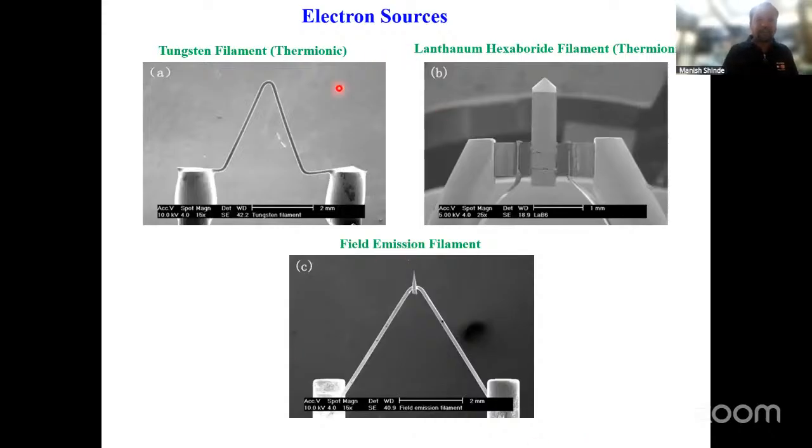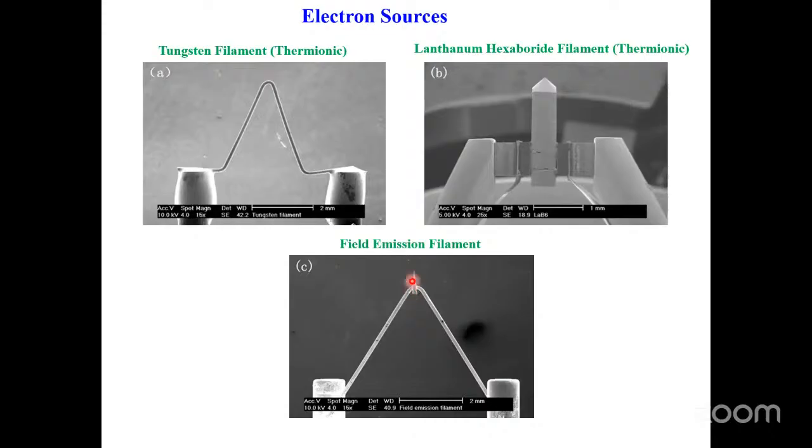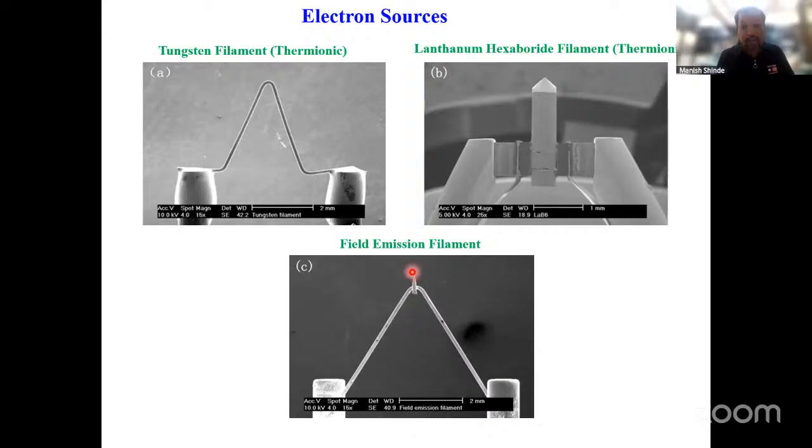So this is the difference in the electron sources. These are the thermionic emission sources like tungsten filament or lanthanum hexaboride filament. You can look at the tip. From this tip, the electron beam is emitted. Now the tip diameter here as well as here is very big, so because of that you don't get very good quality images. But if you look at the field emission filament, the tip diameter is very small. It is in nanometers, so you get a very narrow beam. When you get a very narrow beam of electrons, you get very good resolution. Okay.